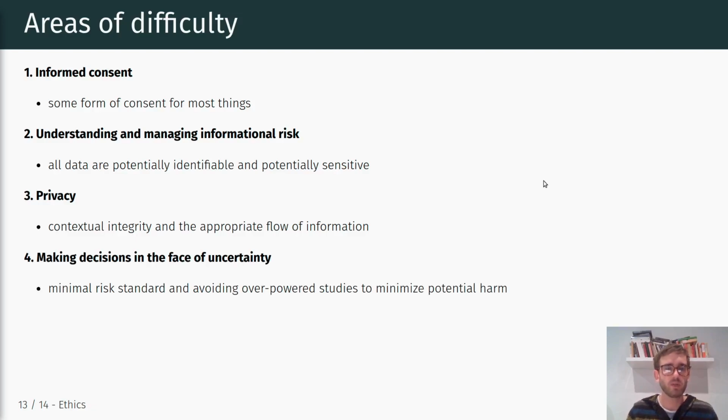All right. So lastly, another important area of difficulty is making decisions in the face of uncertainty. And of course, these risks and benefits in research projects always involve uncertainty, right? We oftentimes don't really know exactly what the risks are and how likely it is that certain potential harms might materialize and how severe that harm might be.